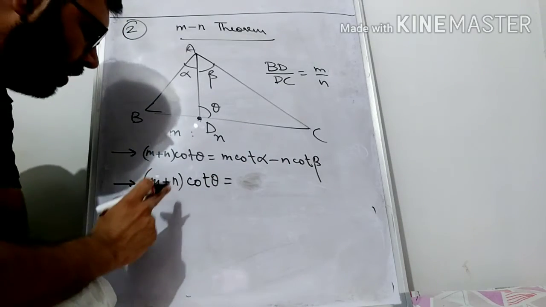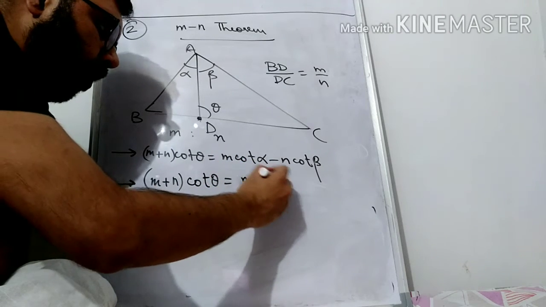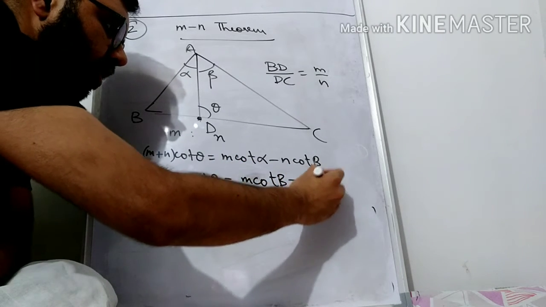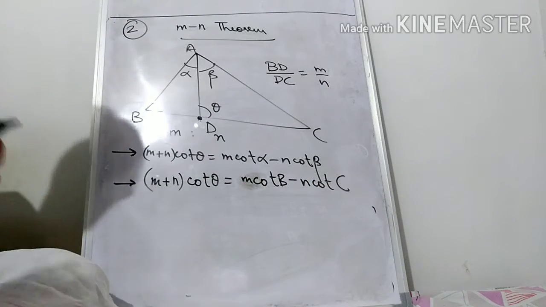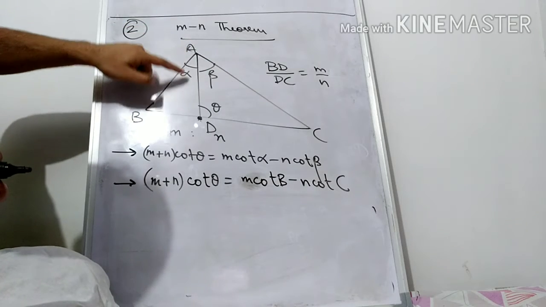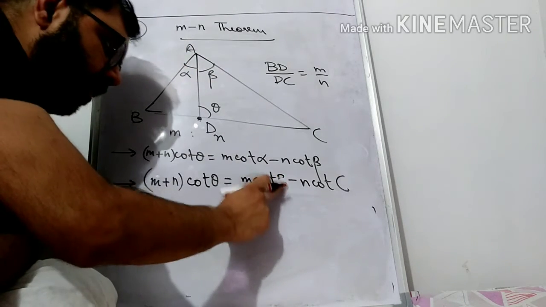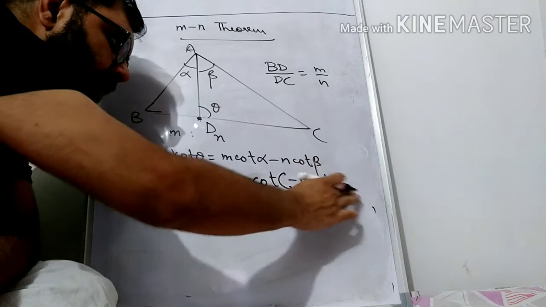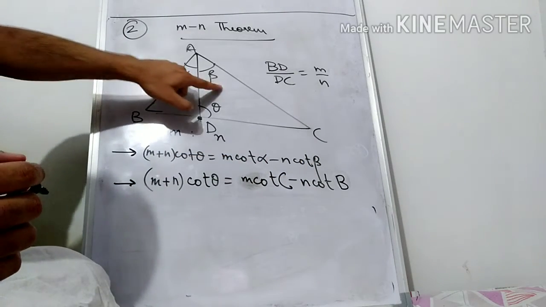And the second result is (m plus n) cot theta is equal to m cot B minus n cot C, right? So this theorem is called the MN theorem. We have a triangle ABC, this angle is alpha, this angle is beta. Sorry, I think I made a mistake here. It should be m cot C minus n cot B. Yeah, this is correct. These two angles are alpha and beta.